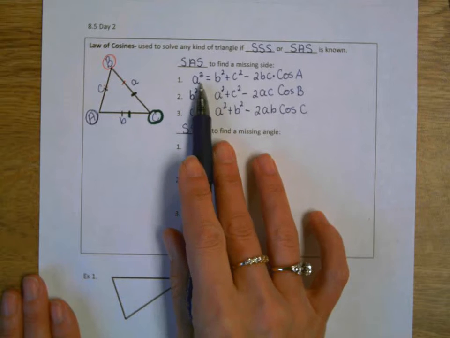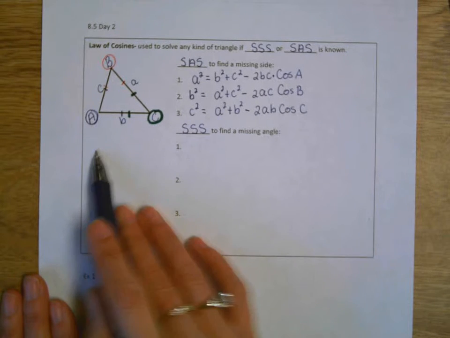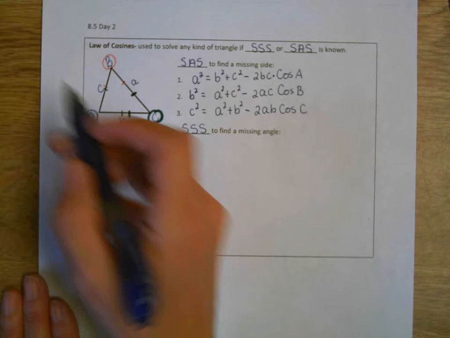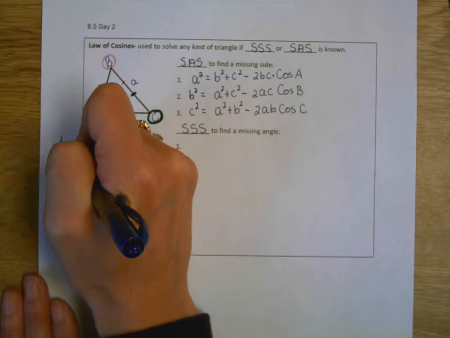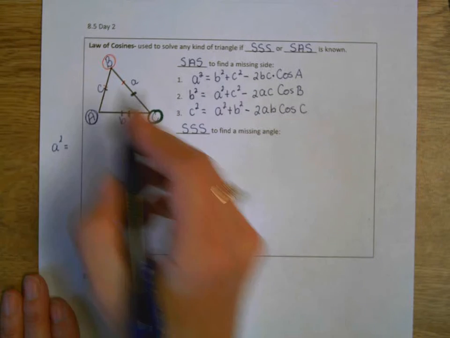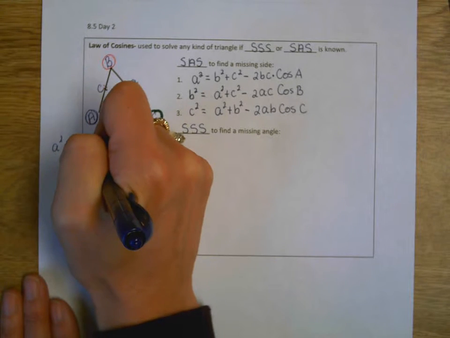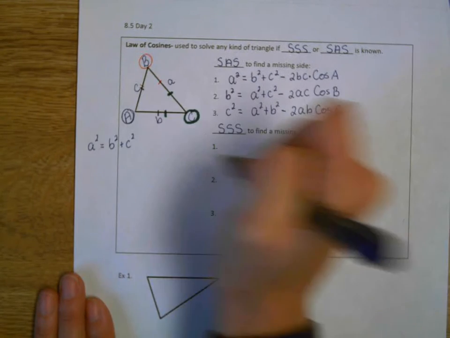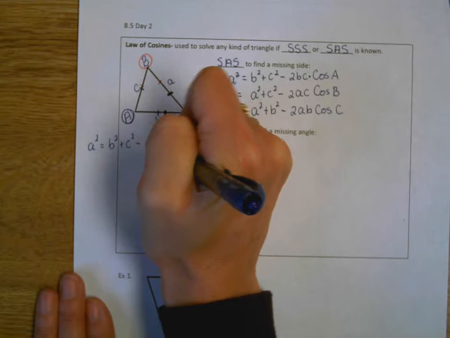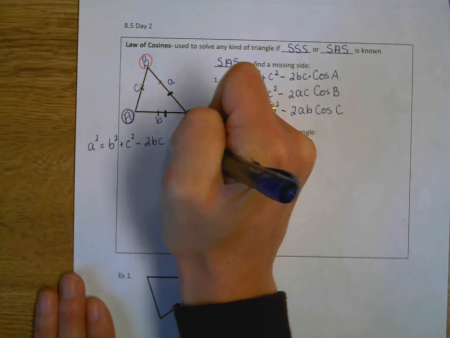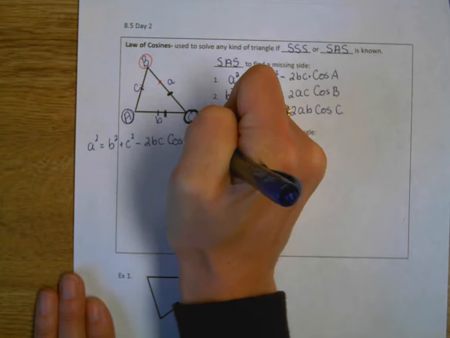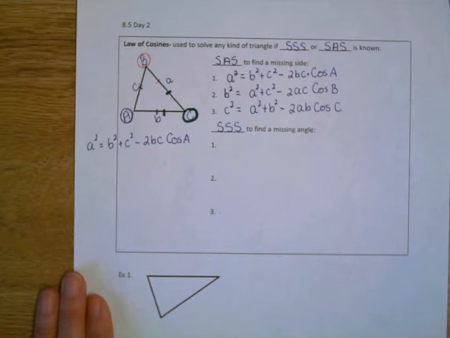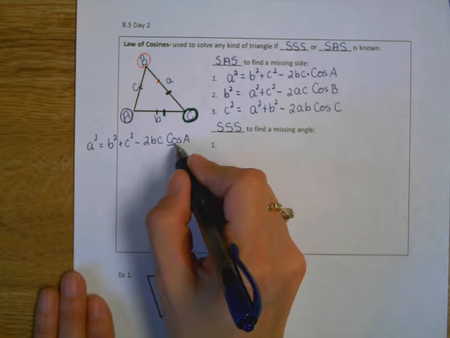Okay, let's take this first one, write it off to the side here, because all we're going to do is rearrange this and solve for the cosine of A. You're going to tell me the algebra steps. So we have A squared equals B squared plus C squared, minus 2 times B times C times the cosine of angle A. And our goal is to solve this equation for the cosine of A.